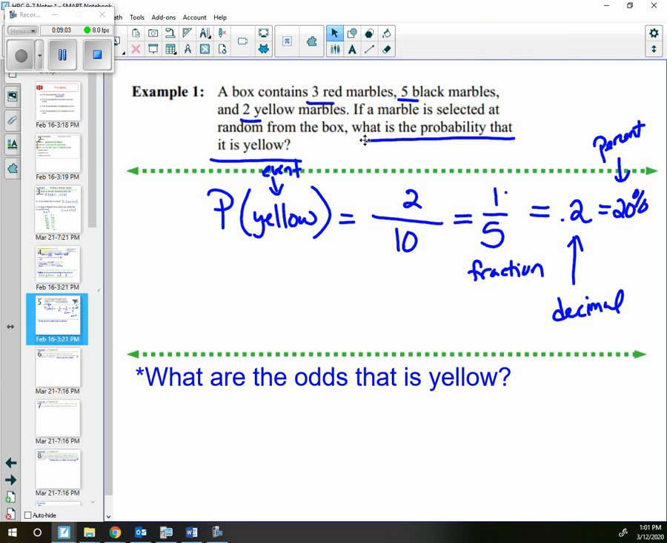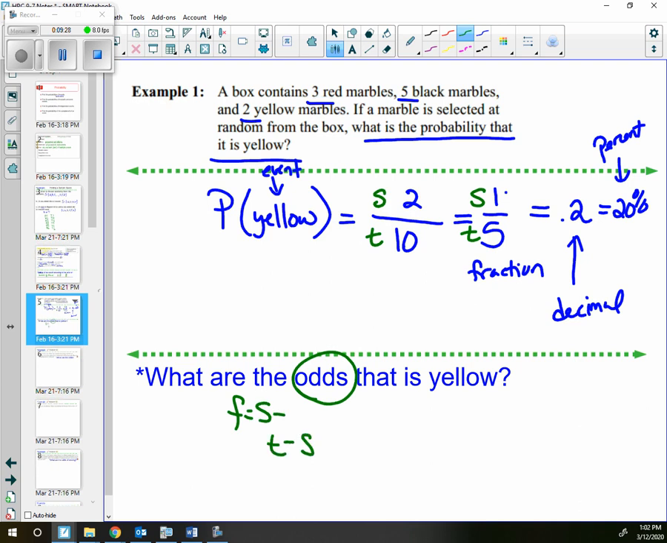So let's talk about odds then. How would we do odds? So odds that are yellow. We already figured out probability. If the probability is success over total, we want success to fail. So that means we played 5 times, we won once, we got a yellow. That means the other 4 times we wouldn't. So the fails would come from doing the total minus the success. So we do 5 minus 1, so our fails would be 4. So the odds that you get a yellow would be 1 to 4.